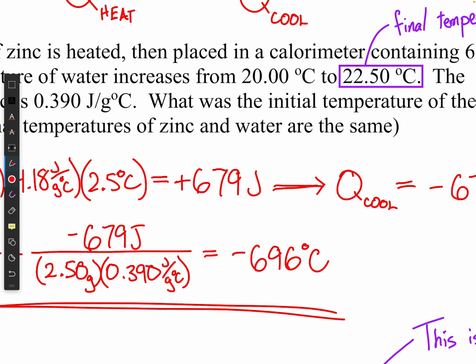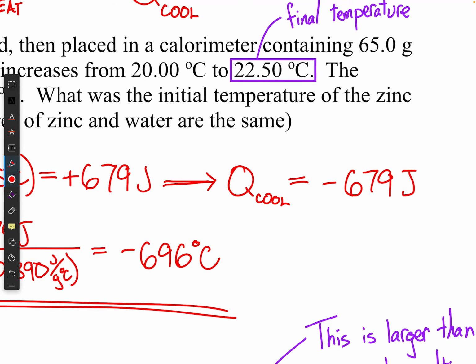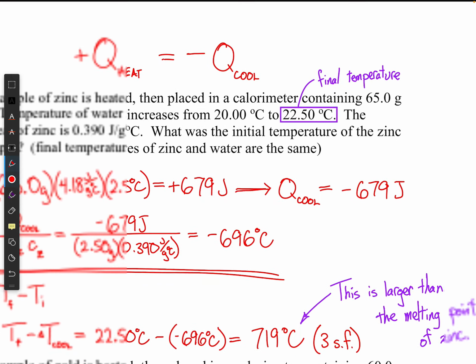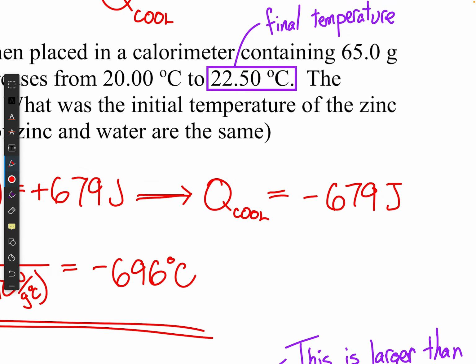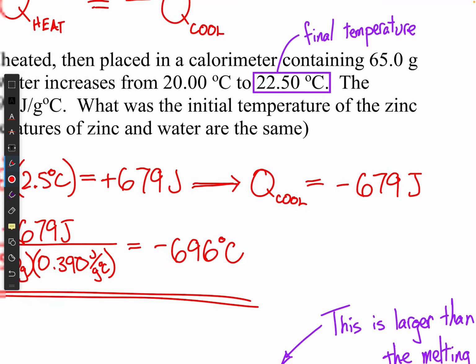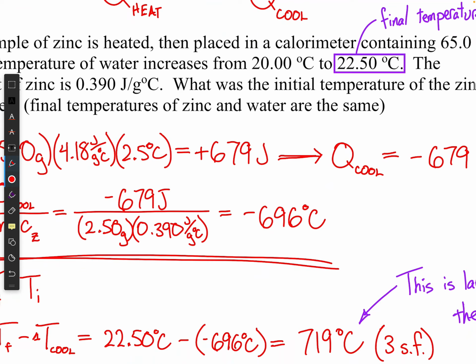Okay? So that then is going to be equal to the energy transferred out of our metal sample, our zinc sample. Okay? So the energy of cooling is going to be equal to negative 679 joules.